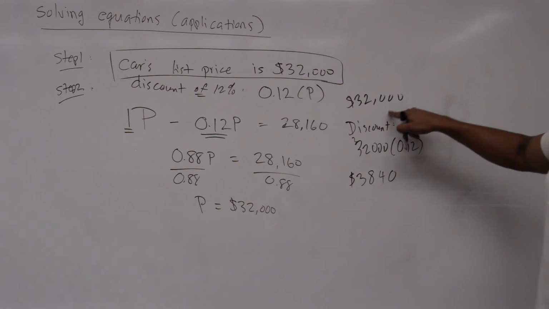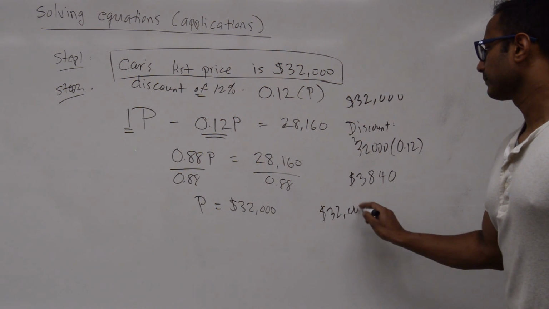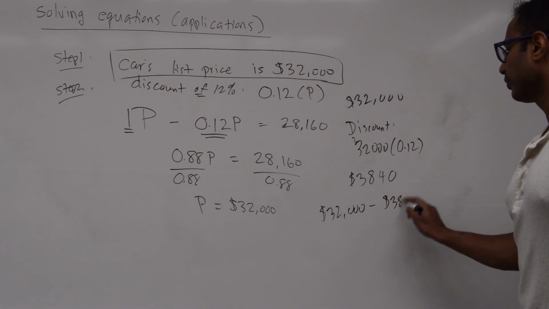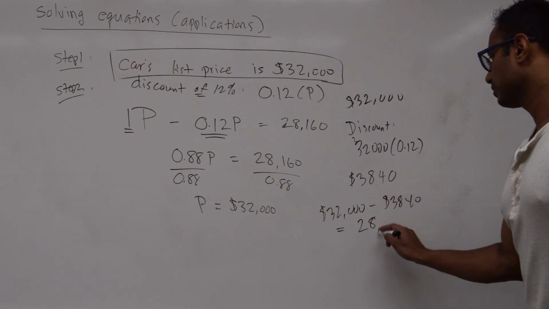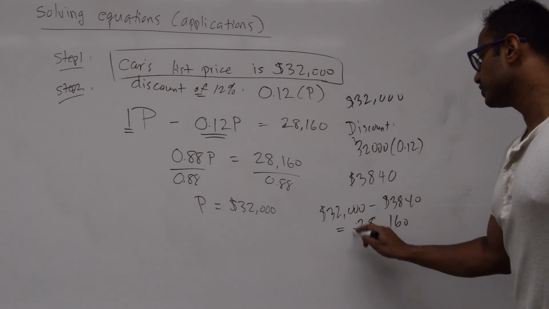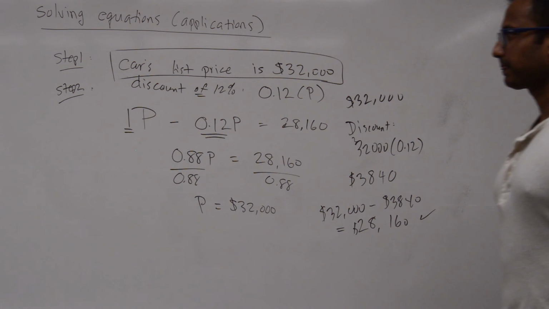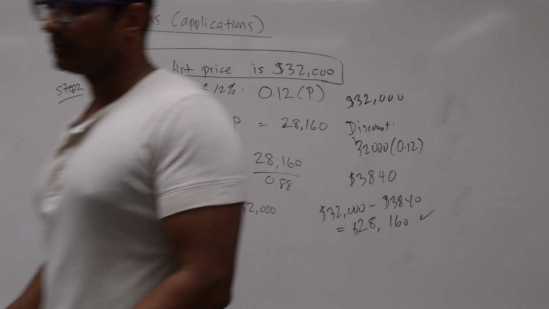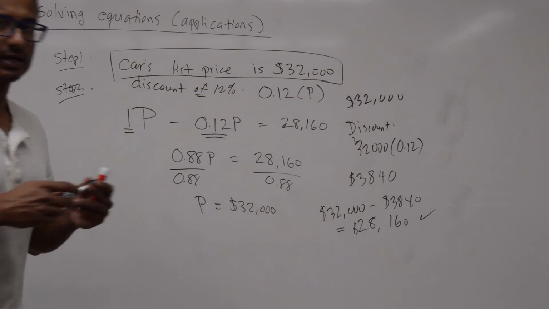Now, if you take the original price, which is 32,000, and you subtract 3840 from it, you should get $28,160, which you do, and this is how you know that you did it correctly. So you can usually go back and do a common sense check to make sure that whatever your answer is, it is correct. Okay, so this is it for this part of the notes. If you have any questions, come prepared to class with them.